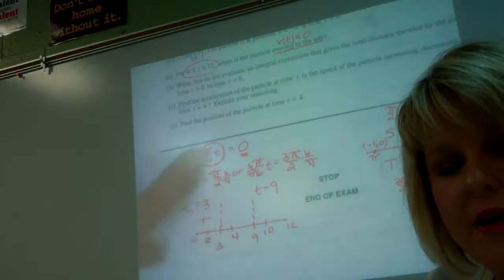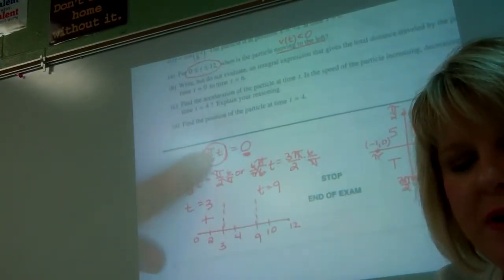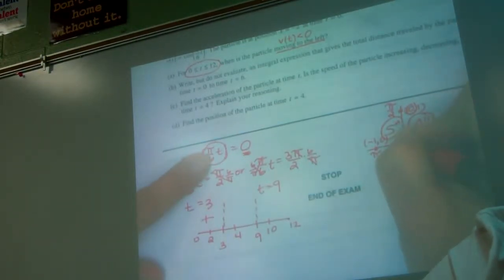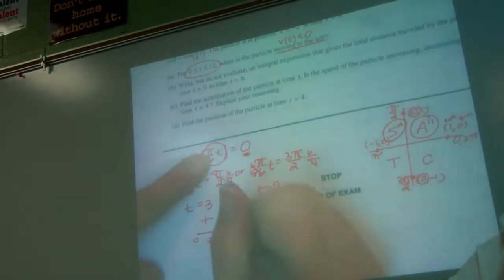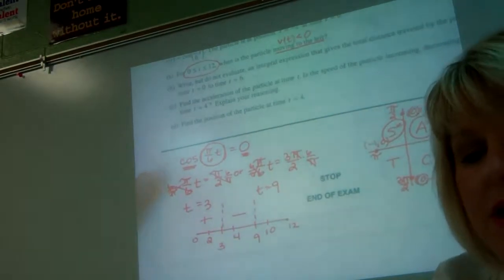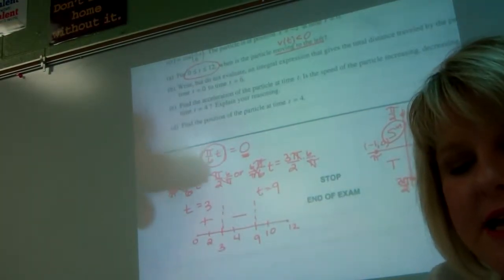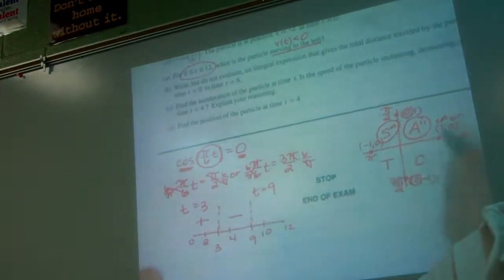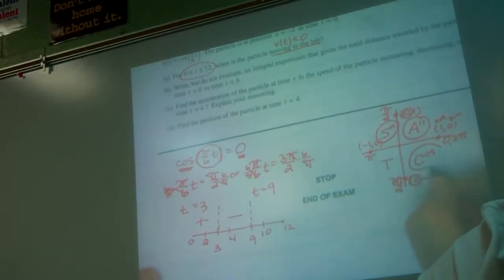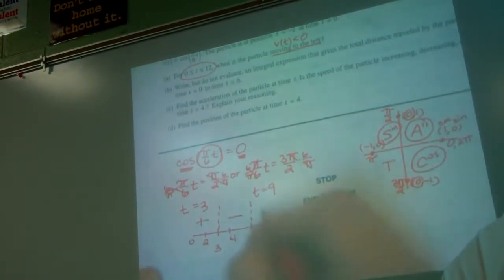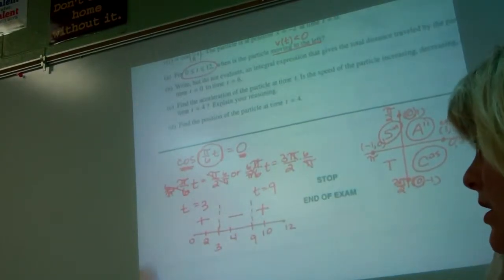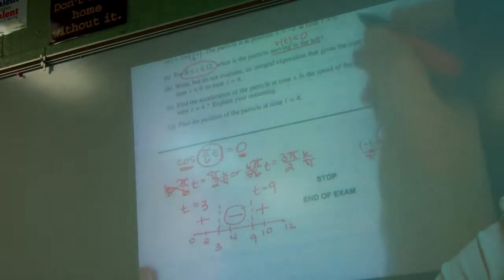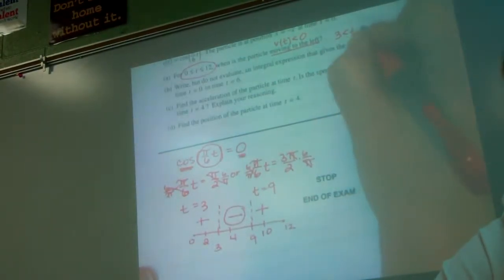If I plug 4 in, 4 pi over 6, that's 2 pi over 3. That's in the second quadrant where only sine and cosecant are positive, so cosine would be negative there. And then if I plug 10 in, 10 pi over 6, that's 5 pi over 3. That's over here in quadrant 4. In quadrant 4, cosine and secant are positive, so this would be positive. So it's negative between 3 and 9. So when t is between 3 and 9.